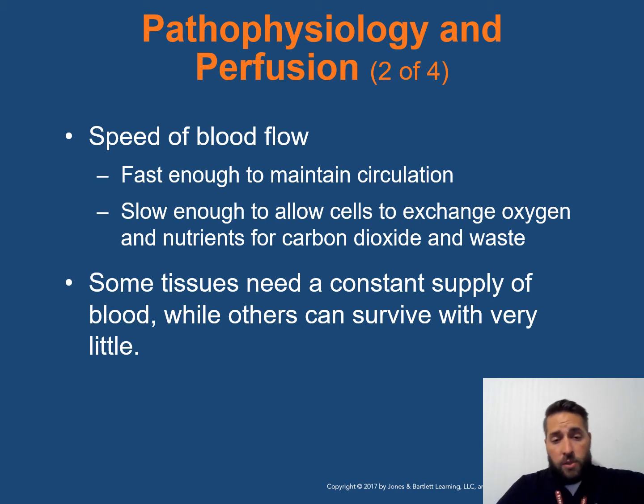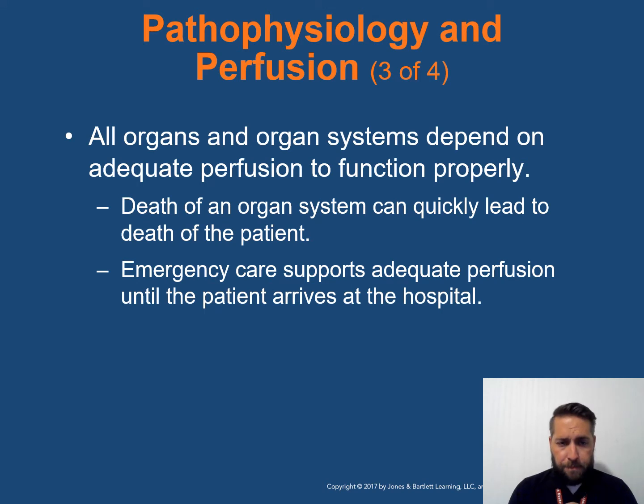And yeah, some tissues need a constant supply of blood, while others can survive with very little. Your skin, as I said, can do without much blood. Heart, not so much. Heart will die without blood flow. Brain also, same way. Those are very vital organs, and that's why the blood is shunted. Yeah, so we know this. I've hit this a couple of times. I'm not going to go back over it, guys.